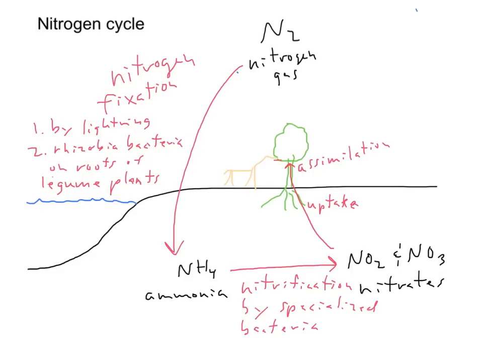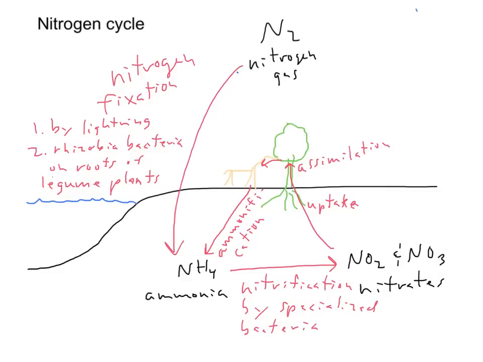And when animals eat the plants, now those nutrients go into the animals. Eventually both the plants and the animals die and decompose. And in that process of decomposing, we have nitrogen compounds going back into ammonia. And this step is called ammonification.